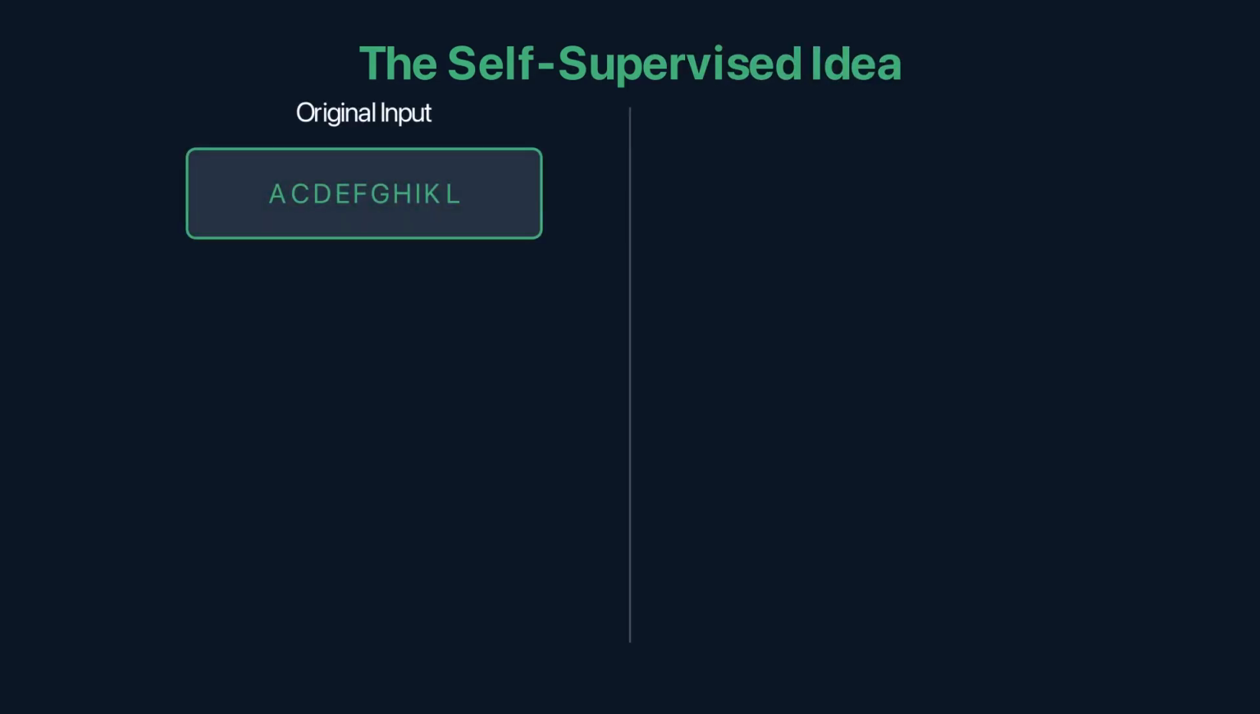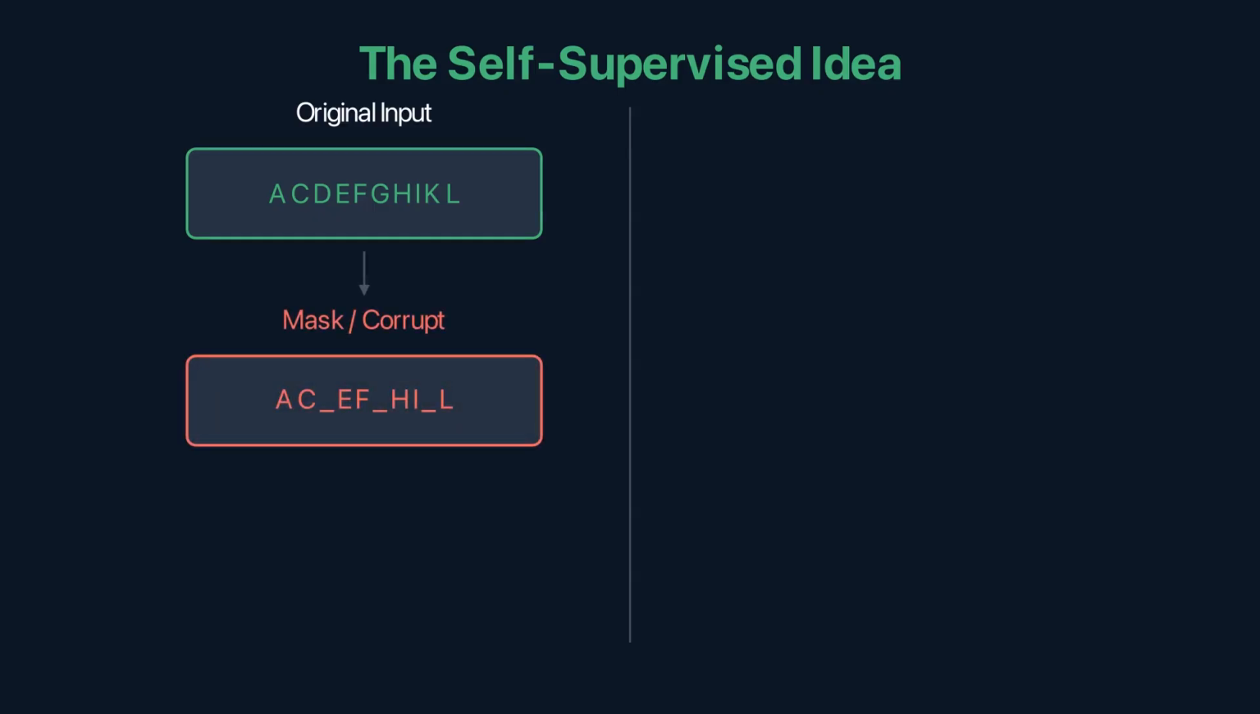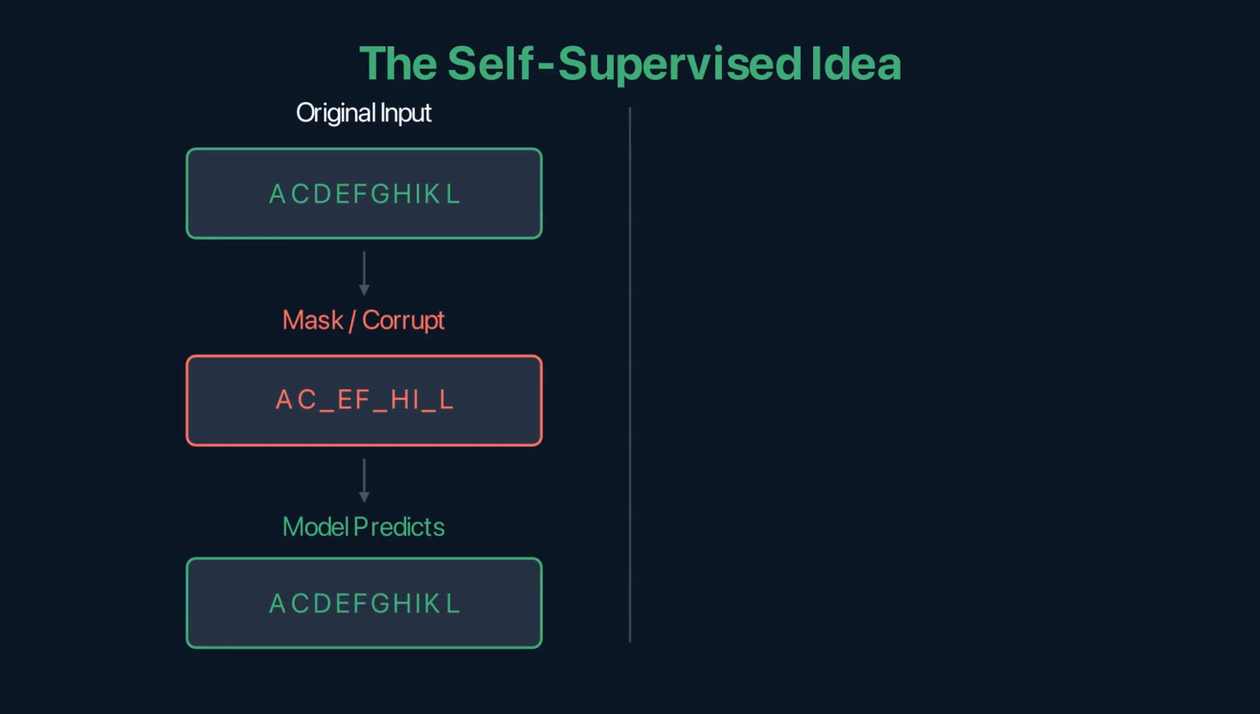Core idea: create a prediction task where the label comes from the data itself. Take an input, corrupt it in a known way: mask some tokens, add noise, remove patches. Ask the model to predict the original from the corrupted version. The original data is the label: free, abundant, and automatically generated.